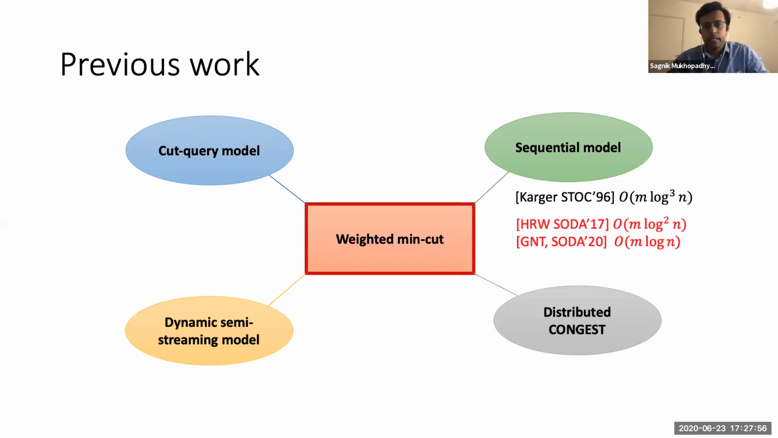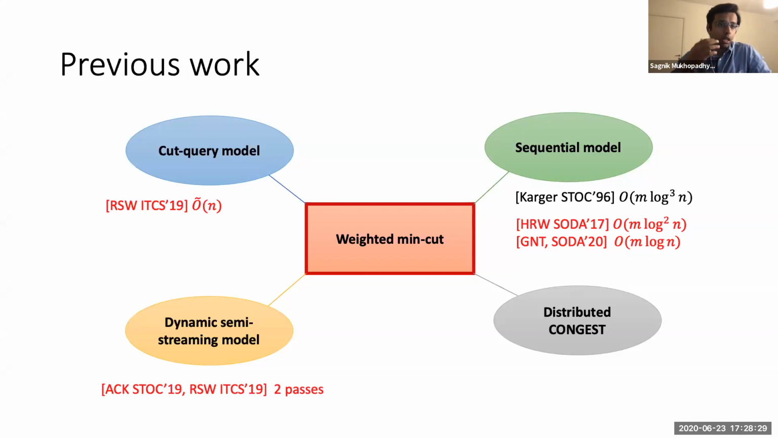And improvements have been made by Henzinger and others, and Ghaffari and others in very recent times, after more than 2 decades. In the cut query setting, where you're allowed to query the value of an arbitrary cut, Rubinstein and others showed an algorithm which requires near linear many queries very recently. And Assadi, Sanjeev and others observed that the cut query algorithm of Rubinstein can be adapted to the semi-streaming setting, which gives a 2-pass algorithm for the weighted min-cut problem.